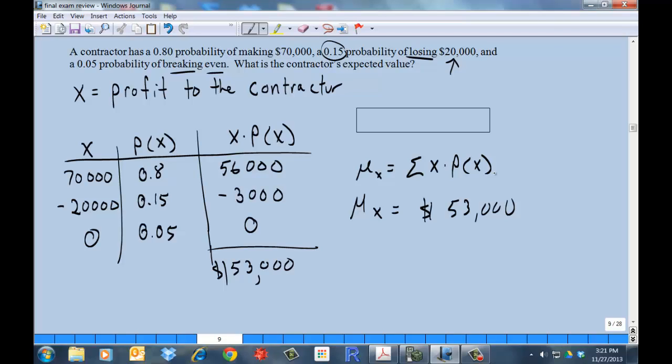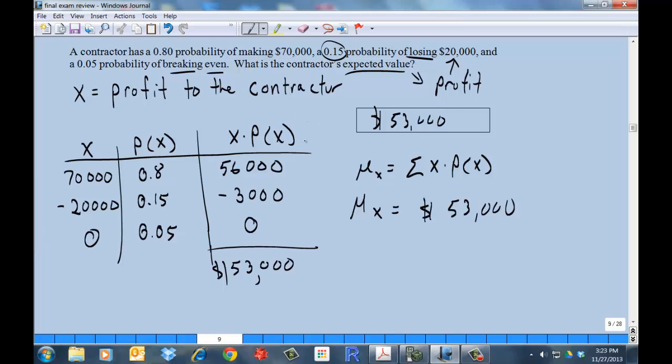Now, most of the time he's not ever going to make $53,000 on a single property. Most of the time, 80% of the time, he's going to earn somewhere around $70,000. And 15% of the time he's going to lose about $20,000, and then 5% of the time, or 5 out of 100 of these properties, he's just going to break even. So think about this expected value as the profit to the builder. So we would say this is 53,000.